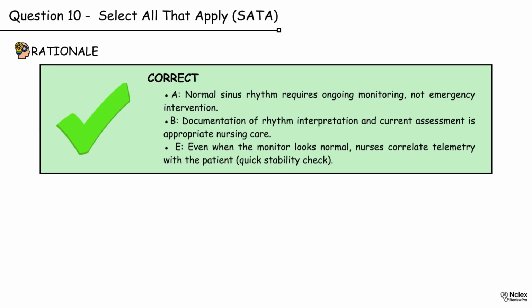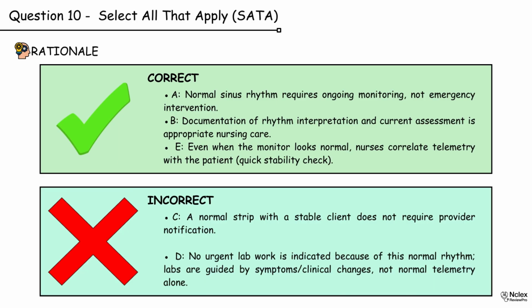So what is appropriate? Continue monitoring. That is standard care. Document your interpretation and your assessment. That is professional nursing practice. And perform a quick clinical check to confirm the client remains stable. Always correlate telemetry with the patient. Now let's look at the incorrect options. Notifying the provider is unnecessary because this is a normal rhythm. Obtaining urgent laboratory studies is not indicated because there is no abnormal finding requiring investigation.